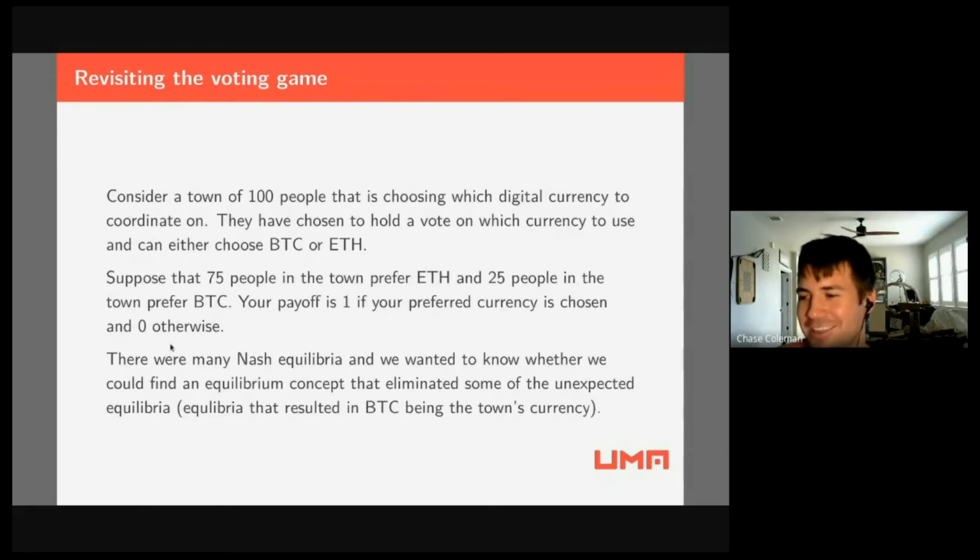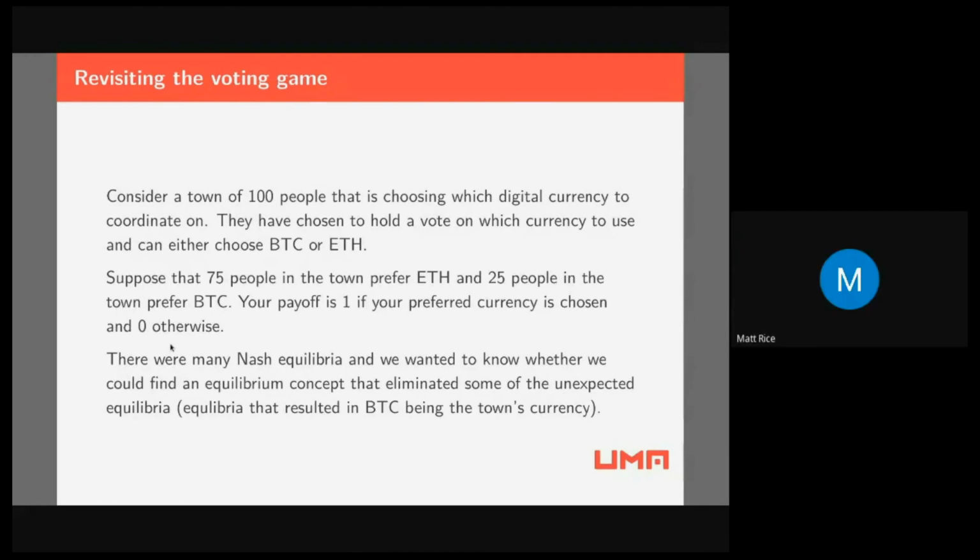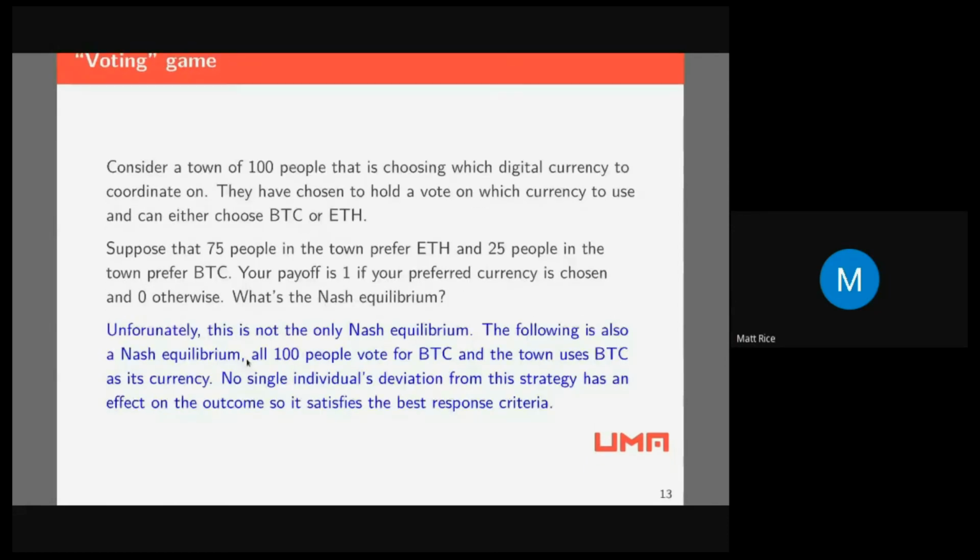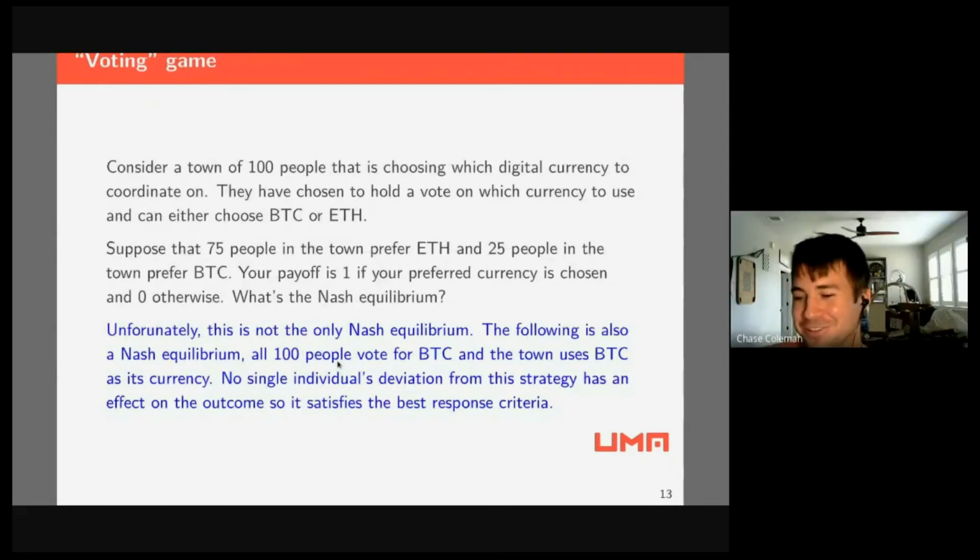I see. So I don't even understand why people would vote for their, maybe the first example doesn't make sense to me anymore. Okay. We can move on. No, this is fine. I think this is interesting.